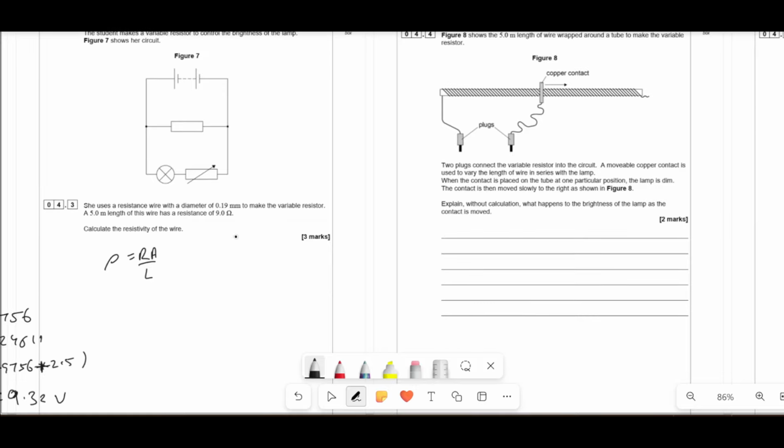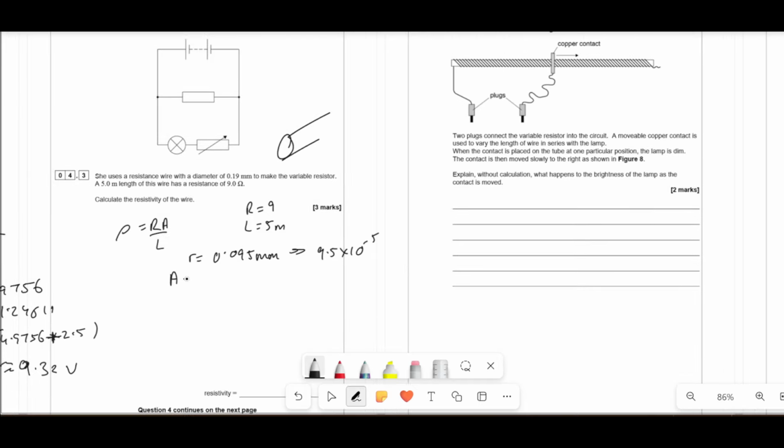So we know that the resistance is 9. We know that off the bat. We need to find out the cross-sectional area of it, and we need to know its length. So the length we at least know is 5 meters. We need to find out its area. So remember that this is an area here, this is a length here with diameter of 0.19, so its radius is going to be that over 2. So 0.19 divided by 2 is going to be 0.095 millimeters. But if we want to convert that to meters, we've got to divide that by 1,000 because we want to keep our units consistent, which is 9.5 times 10 to the minus 5, right?